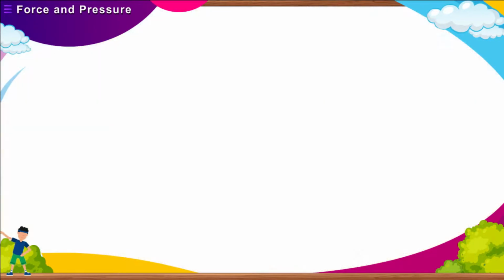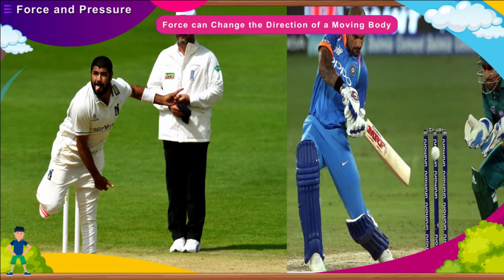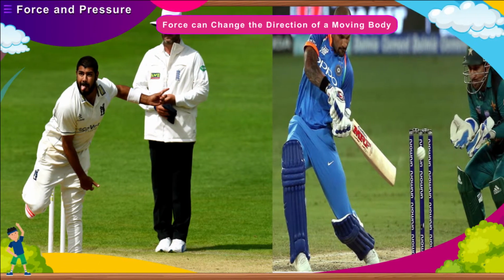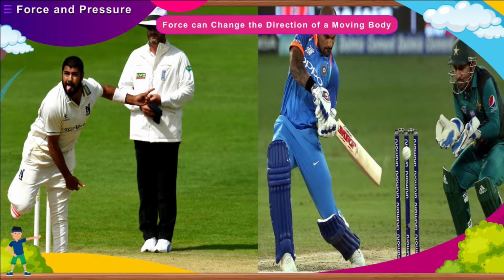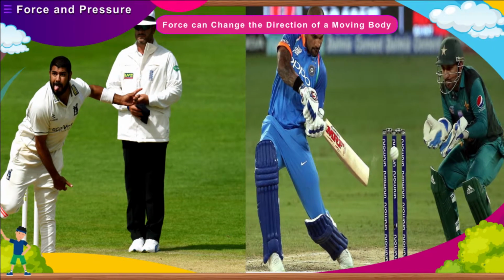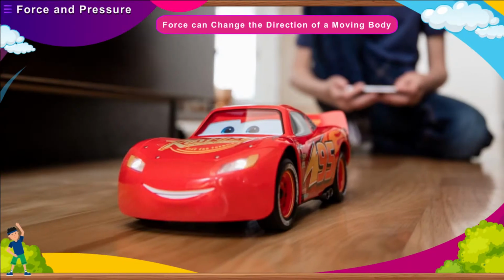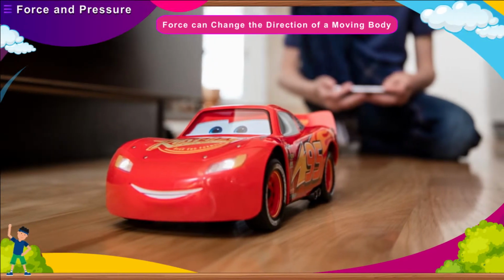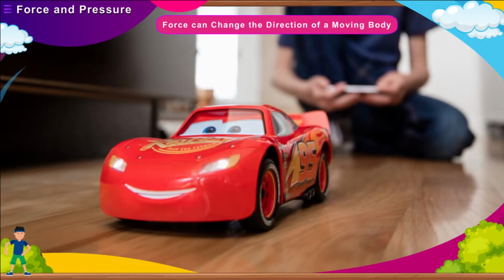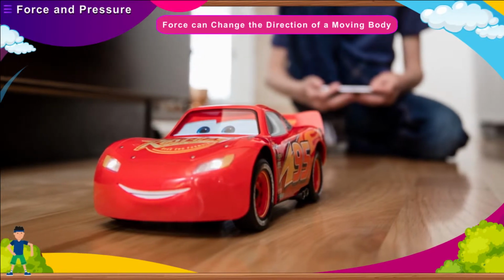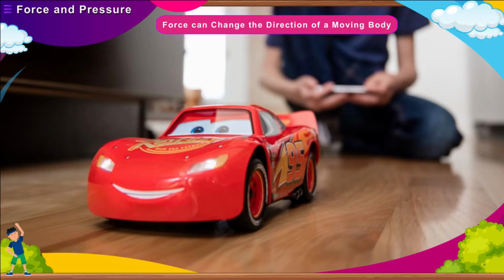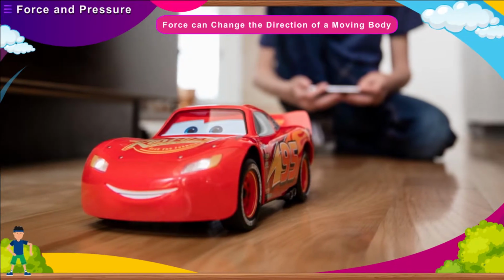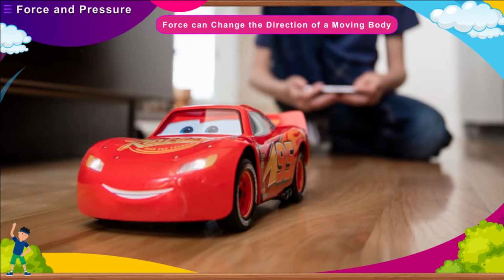Force can change the direction of a moving body. When a bowler throws a ball, it moves in a forward direction. The same ball, when hit by the batsman, changes its direction. An automatic toy car, on hitting the wall, starts moving in some other direction. Thus, it is clear from the above given examples that force is capable of changing the direction of a moving body.